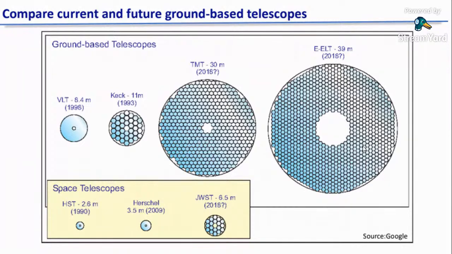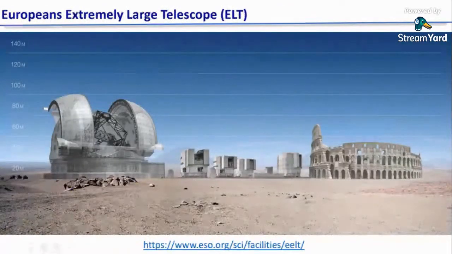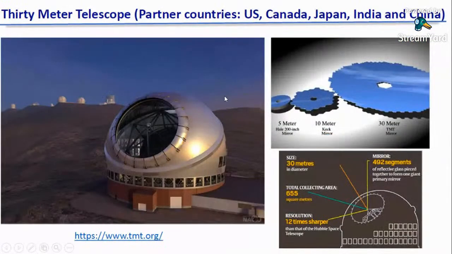So this is the image of the European Extremely Large Telescope. You can see the size comparison here, how tall it will be. The observatory will be some 100 meters tall itself. And this will be TMT, the 30-meter telescope.